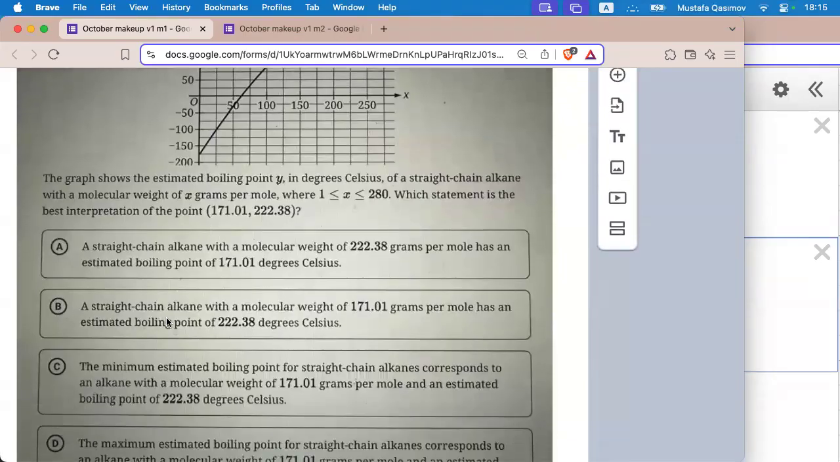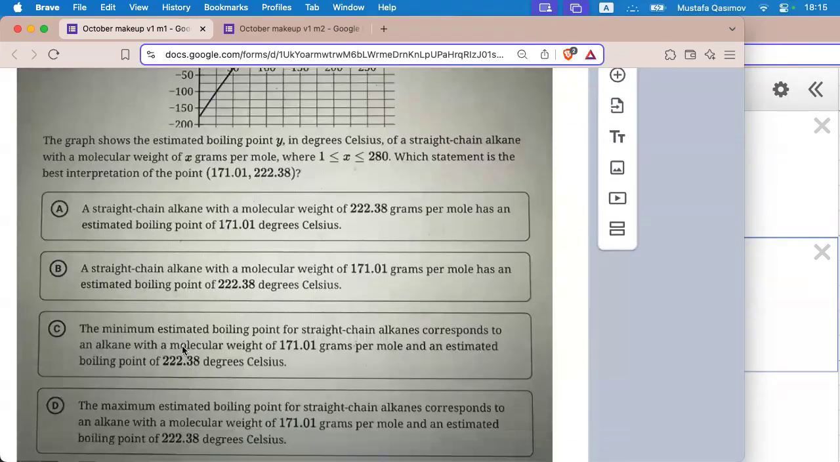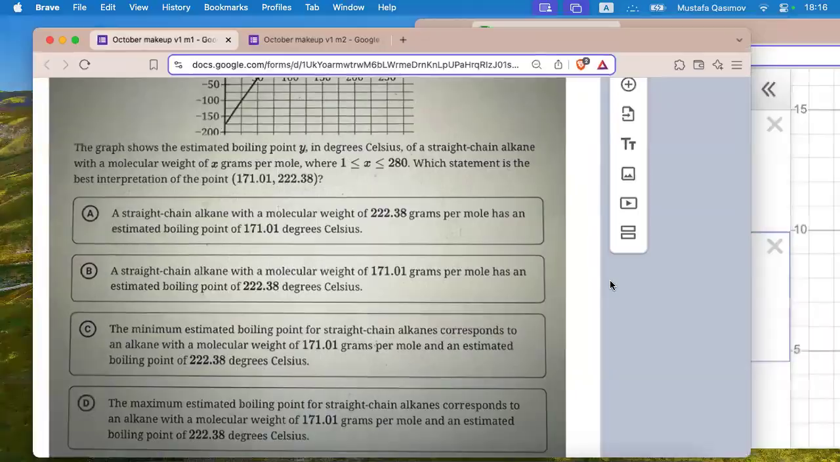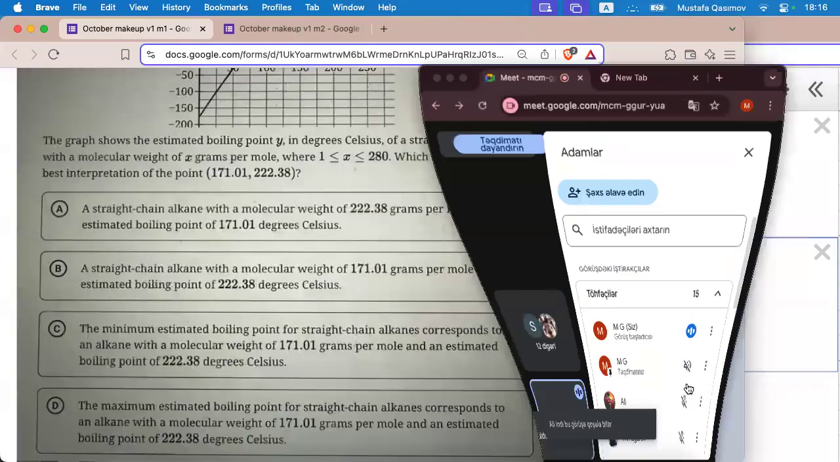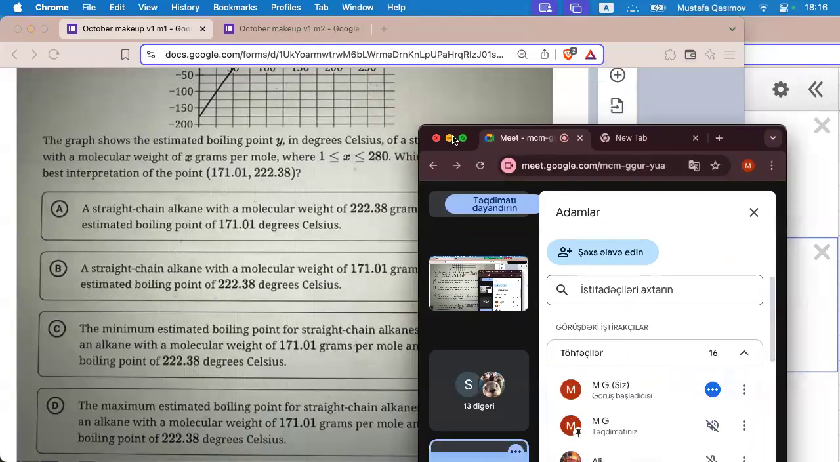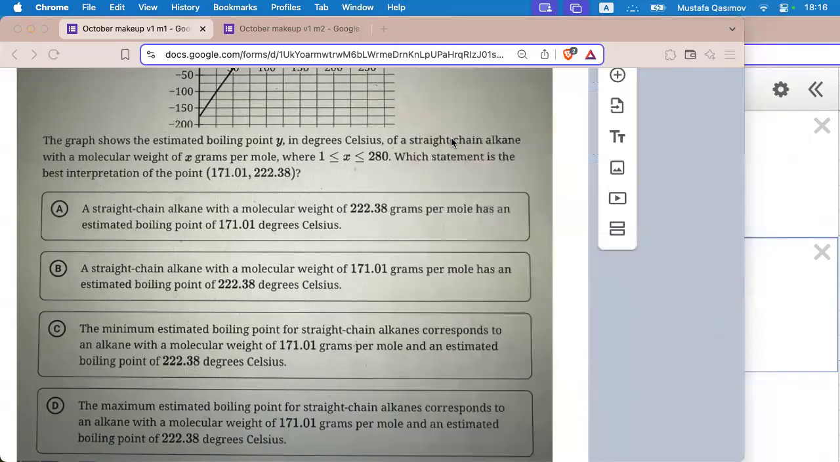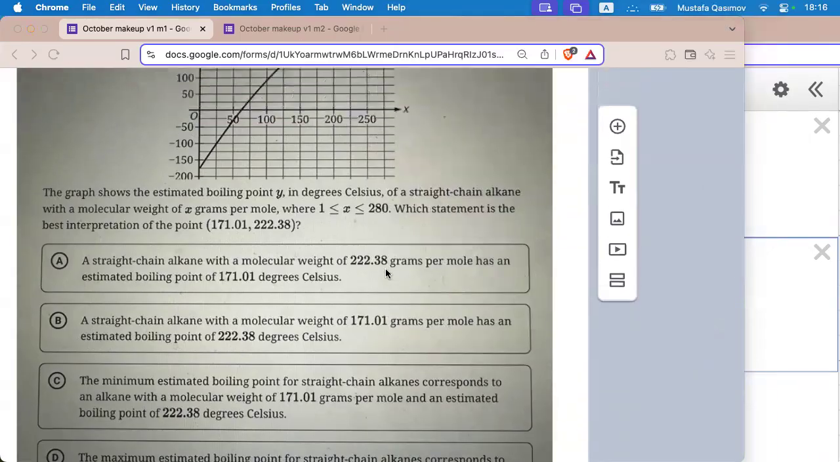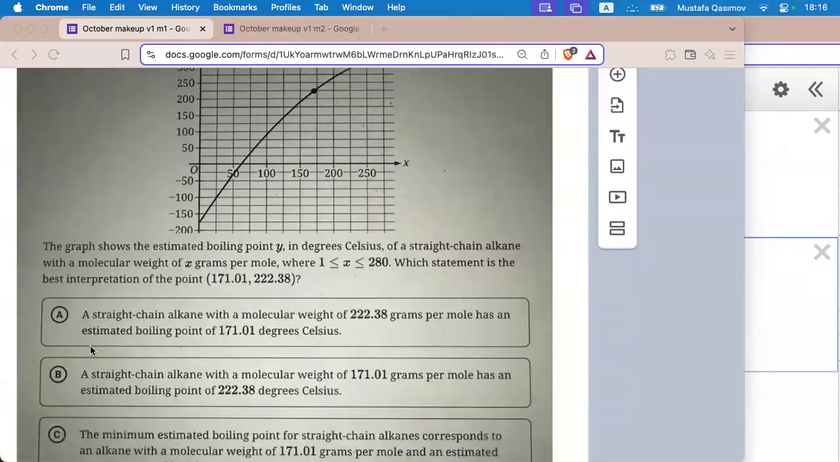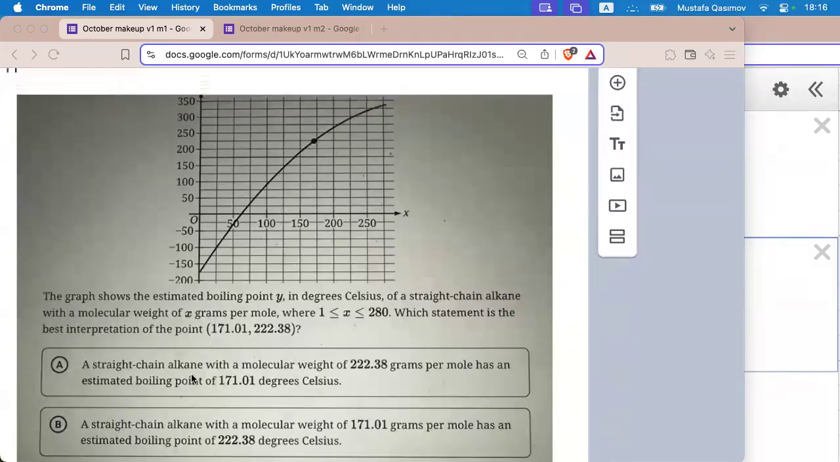So the answer can be B, C, D, but in C and D we have minimum and maximum. When we have minimum and maximum, it has to be a vertex. So when you have vertex form, then you can say it is minimum or maximum. Because it is not vertex, the answer is B here. Any question from here?